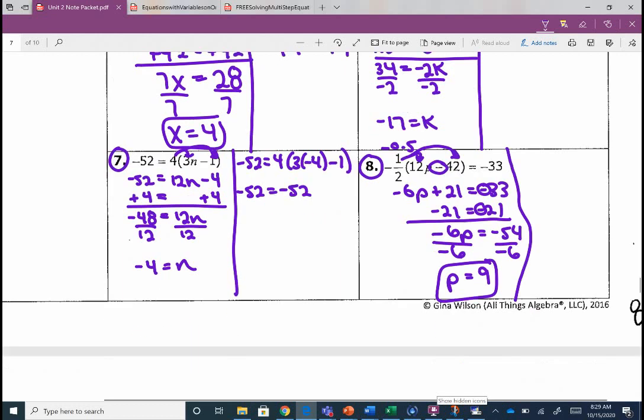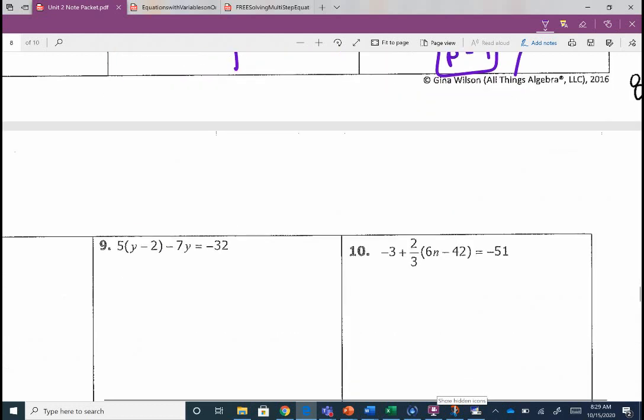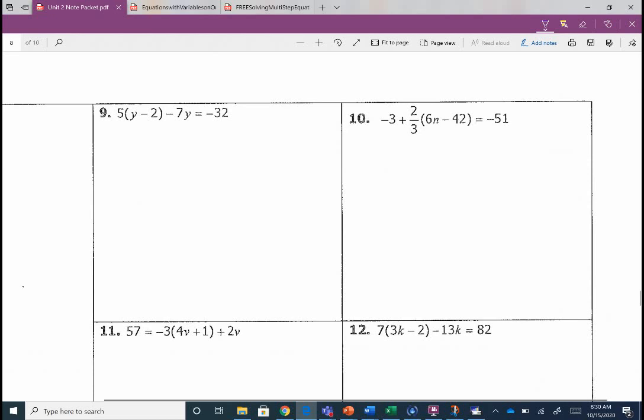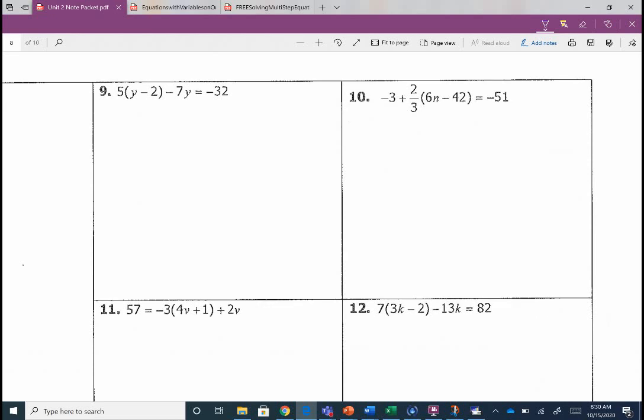We go to the back side of that sheet, page 9. We're going to continue with our distributing, but now we're going to have to combine it with what we did the last few classes with combining our like terms.